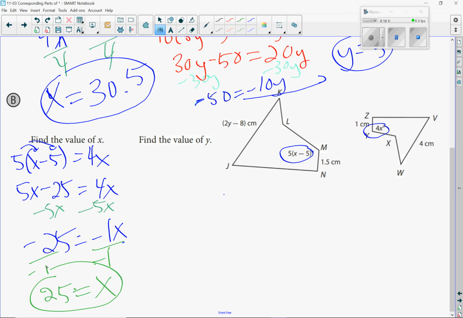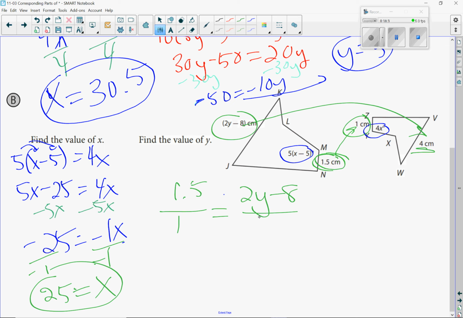All right. Then let's match up the sides, right? Again, these are proportional. So I know this 1.5 is the shortest. It's going to match up with the shortest over here. So 1.5 over 1 has to equal this 2y minus 8 over, it matches up with the 4 centimeters.